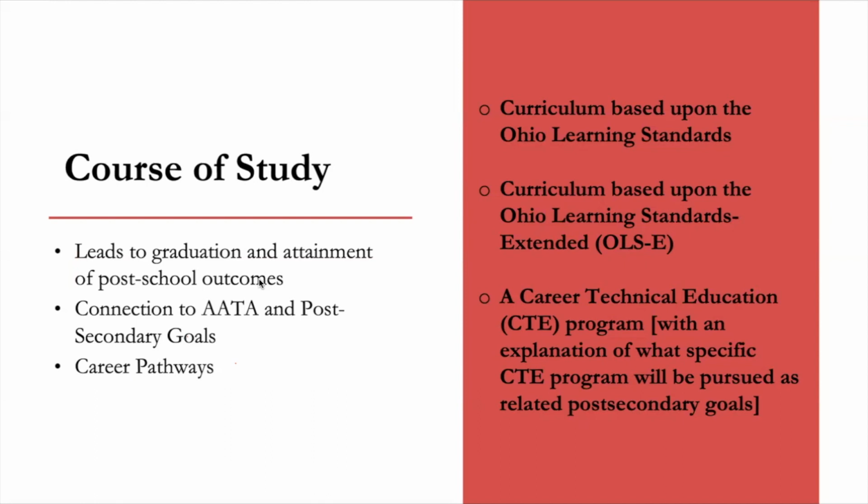So off to the right-hand side in the red section of this slide, I have three things listed out there. At this time, this is what's expected for you to put into this section of the transition plan, part five, where it says course of study. You should either list curriculum based on Ohio learning standards, for students taking traditional classes who are going to graduate with their peers. Maybe they're in a college prep type programming, so they're following Ohio learning standards. That's number one. Number two, are they on extended standards? So curriculum based upon the Ohio learning standards, extended. Are they taking the alternative assessment? If they are, then they're following those extended standards. And then your third option is a career technical education program with an explanation of what specific CTE program they're going to be pursuing as related to their post-secondary goal. So those are the three things that you should be putting in that box for right now.